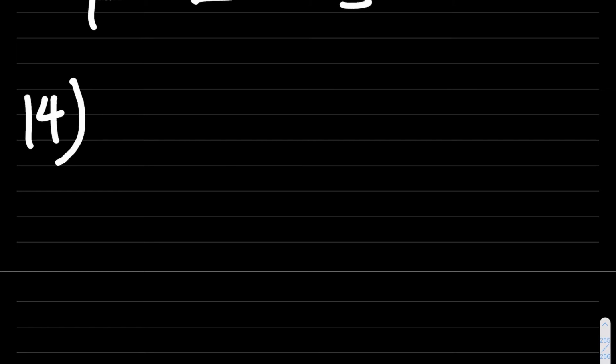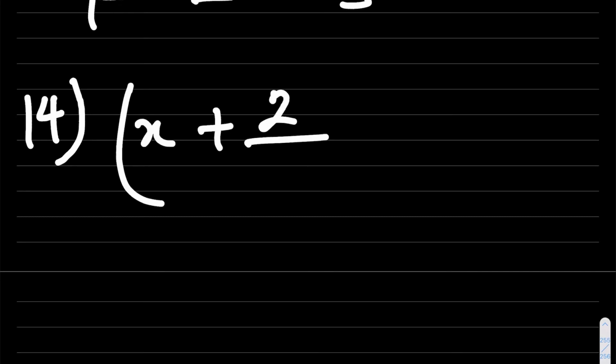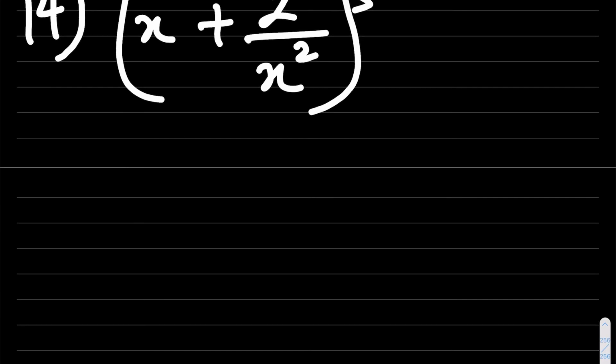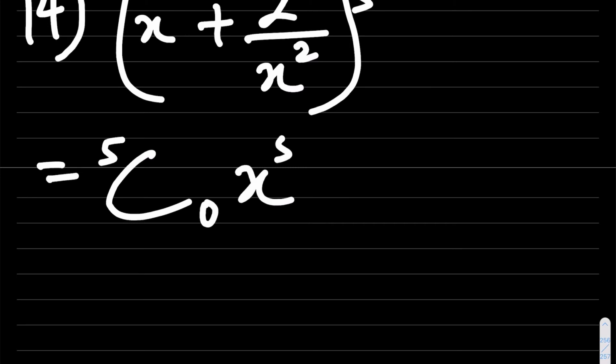Number 14, find the coefficient of x squared in the binomial expansion of x plus 2 over x squared raised to power 5. This simply means we should find what the coefficient of x squared will be when we expand this. So let's go. That simply means 5 combination 0 times x raised to power 5.